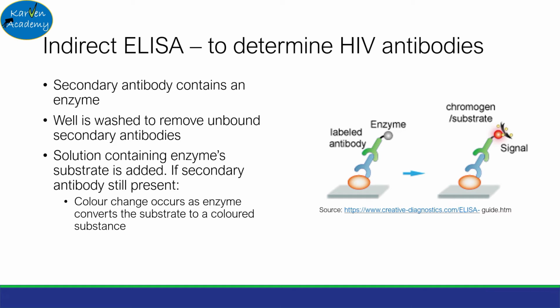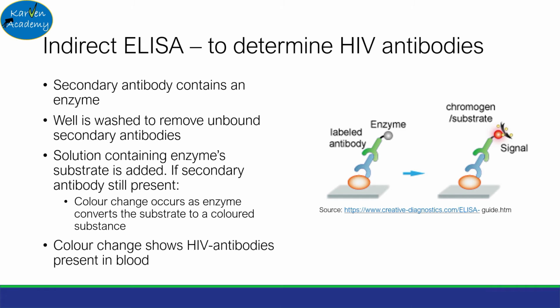Next, a solution containing the enzyme substrate is added to the well. If the secondary antibody is still present, the well changes color, as the enzyme converts the substrate to a colored substance. This color change would indicate the presence of HIV antibodies in the patient's blood.